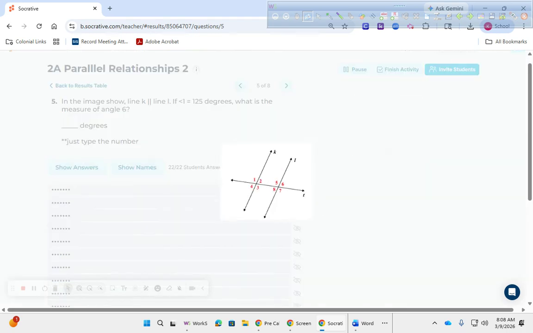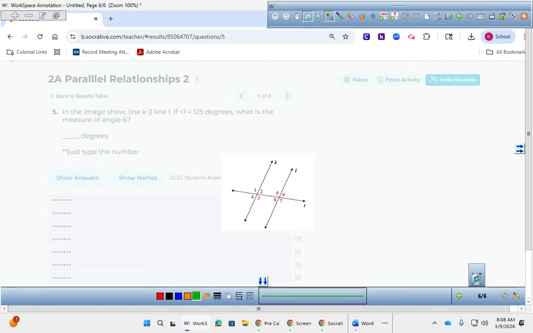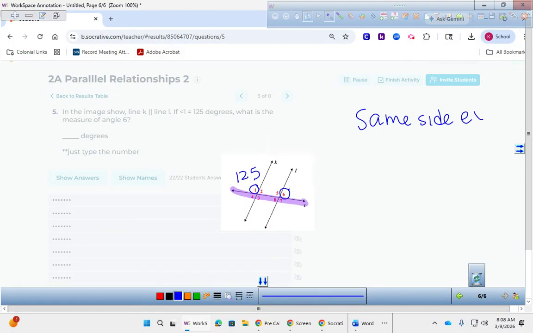Here's my image. It says if angle 1 is 125 degrees, so this angle here is 125, what is the measure of angle 6? The first thing you have to do is identify what their relationship is. Here's your transversal, because that's the line that's intersecting 2 lines. Those are on the same side of the transversal, and they're also outside angles. They're not being blocked in by anything. So these are same side exterior angles.